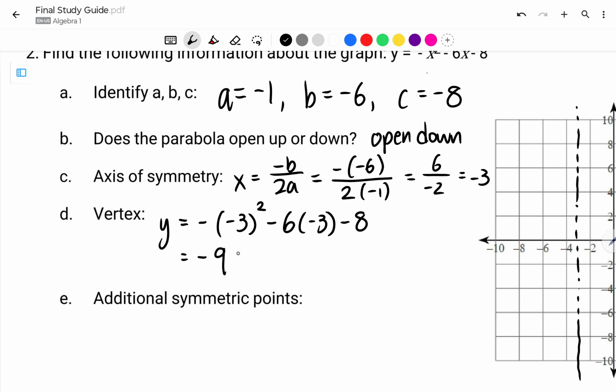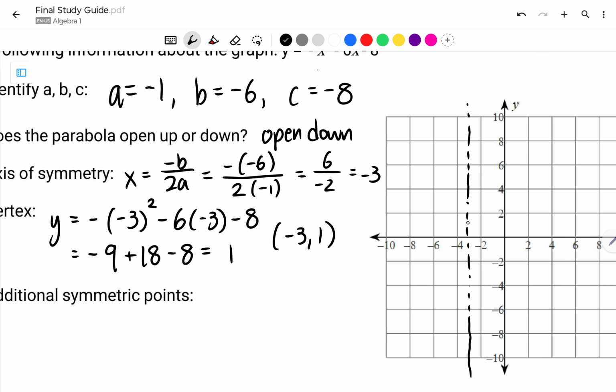-6 times -3, that's +18 -8. So -9 plus 18, that's +9. +9 minus 8, that's 1. So our vertex is at -3 and 1. -3 and 1. So right here.